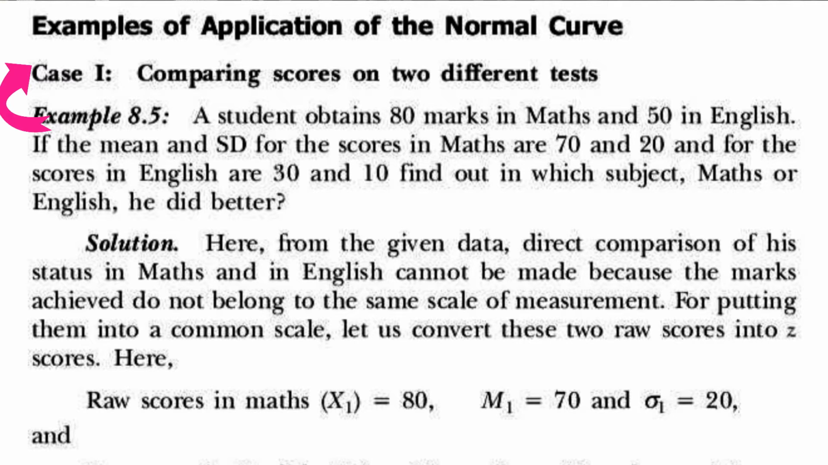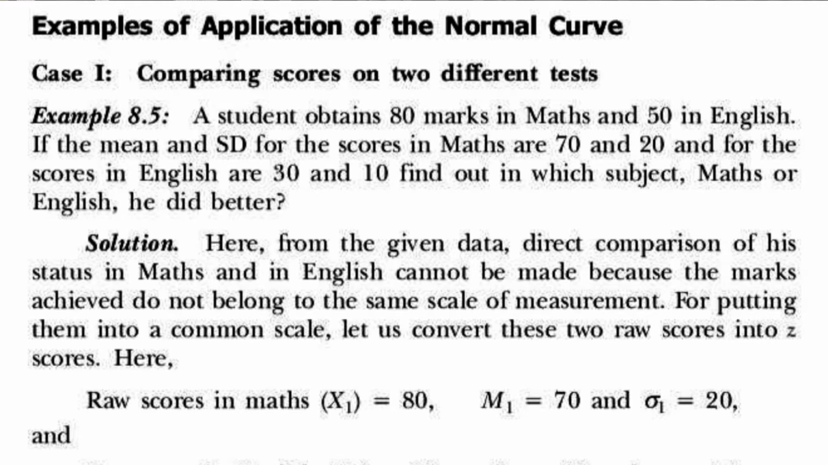I'm going to discuss the example. A student obtains 80 marks in maths and 50 in English. If the mean and standard deviation for the scores in maths are 70 and 20, and for the scores in English are 30 and 10, find out in which subject, maths or English, he did better. Here you need to compare the scores between 2 different tests. One is the test of mathematics and the other is the test of English.